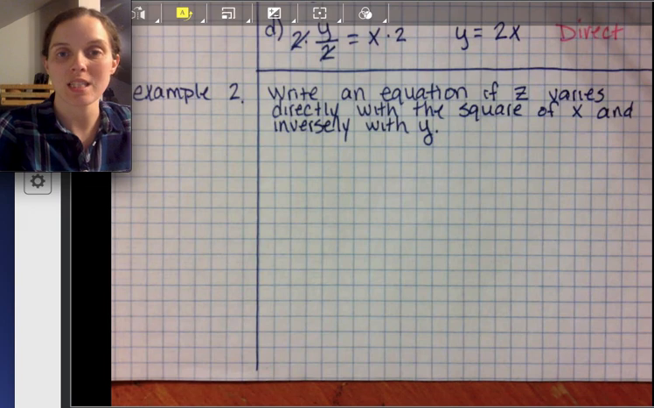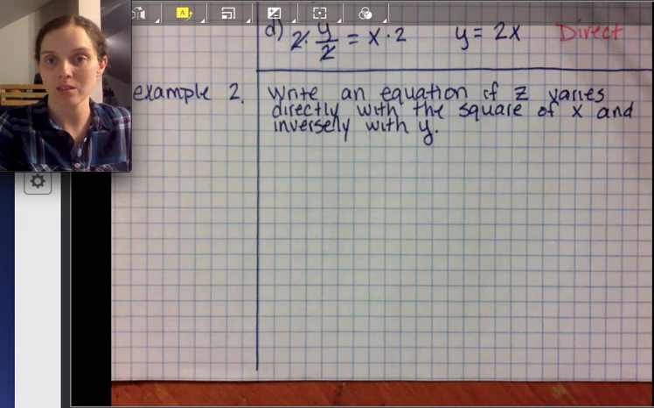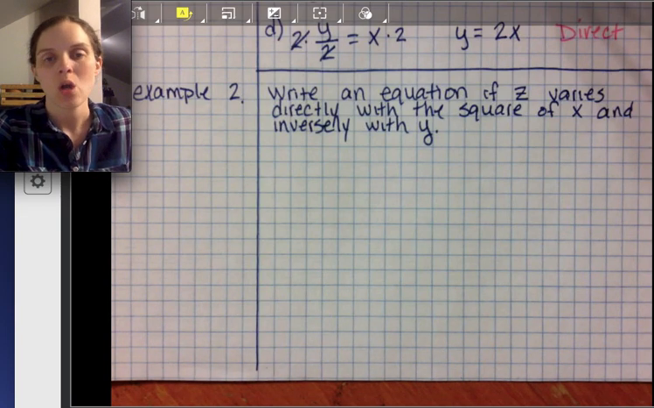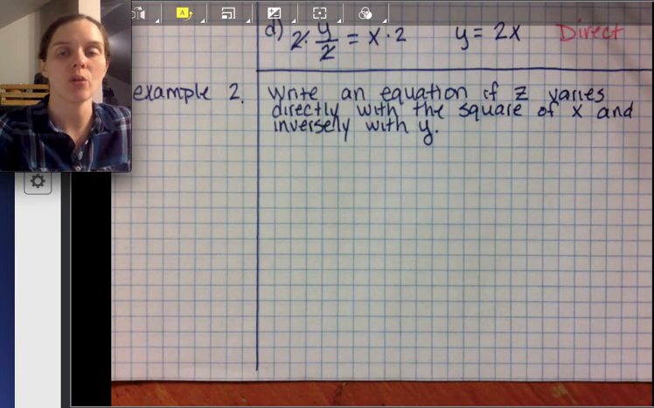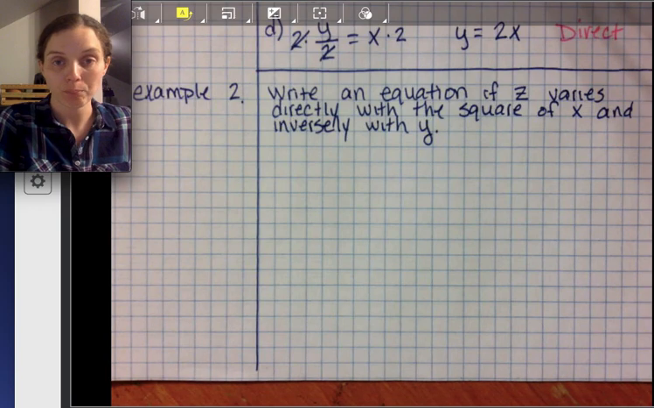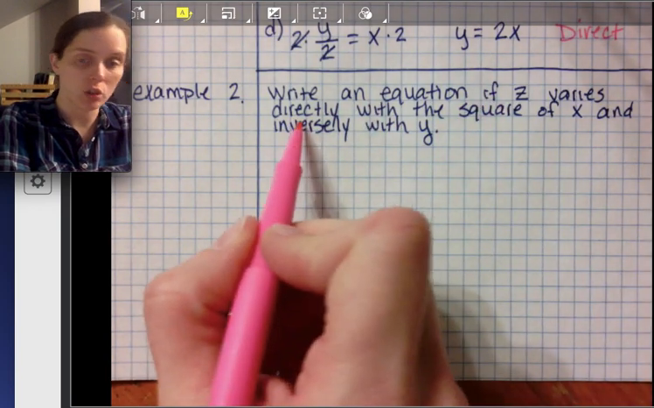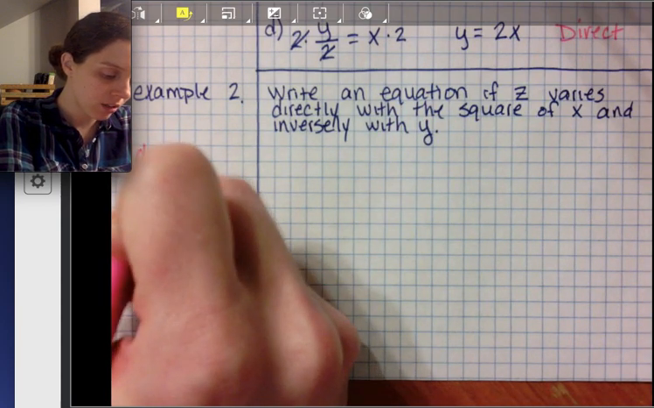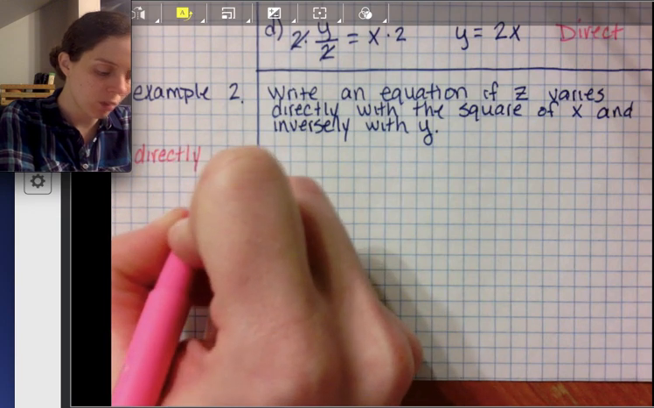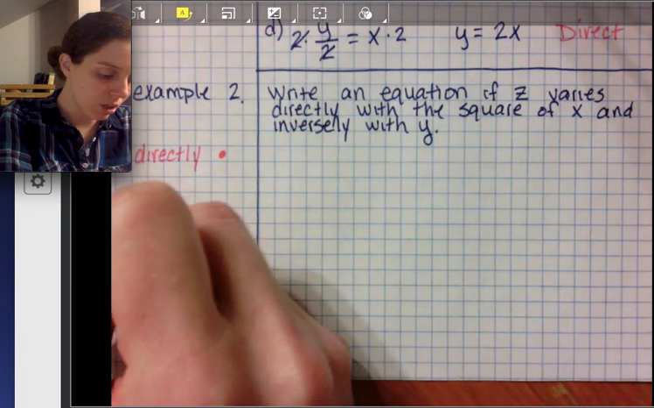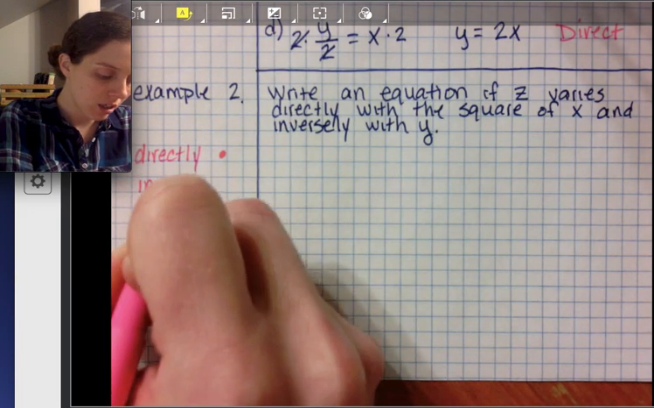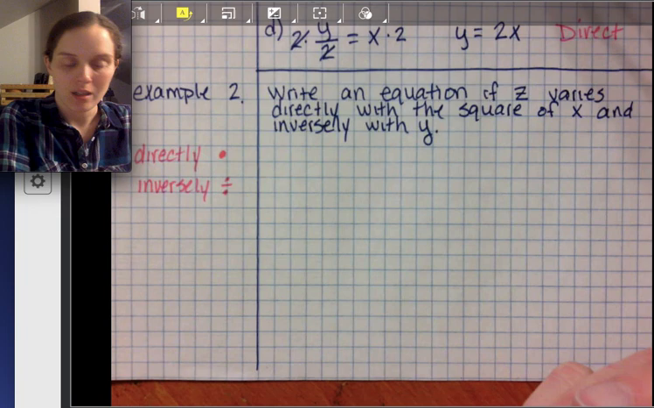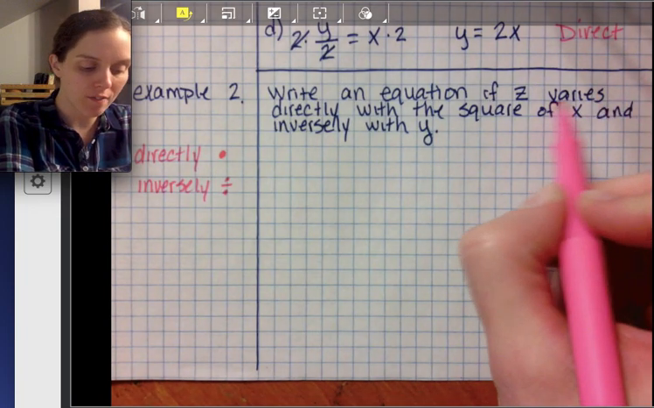So it's not just going to be like those ones at the top where it's just y varies inversely with x. First of all, we've got a z in here, we've got squares, we've got both direct and inverse all in the same thing. So we want to take all of this and translate it into a math equation. First of all, know that whenever we see the word directly, we are going to have multiplication. You're going to multiply, so I'm going to use that multiplication sign. And when you see the word inversely, there's going to be a division.